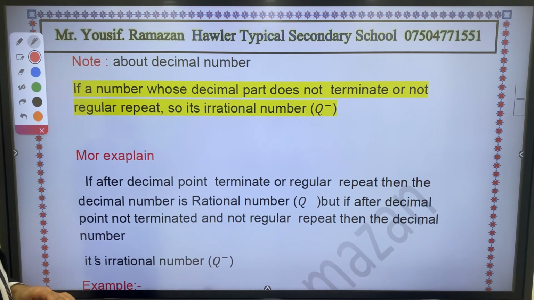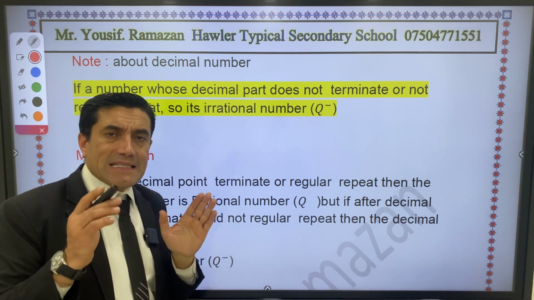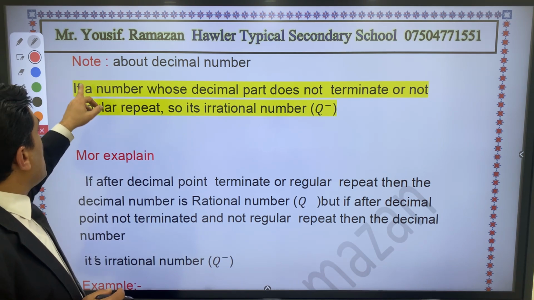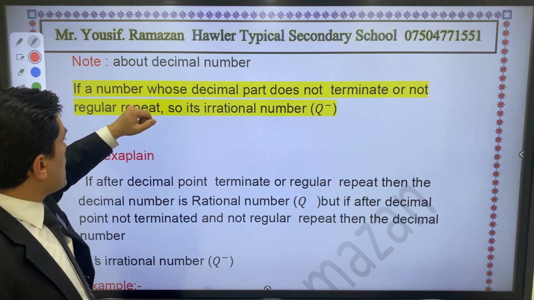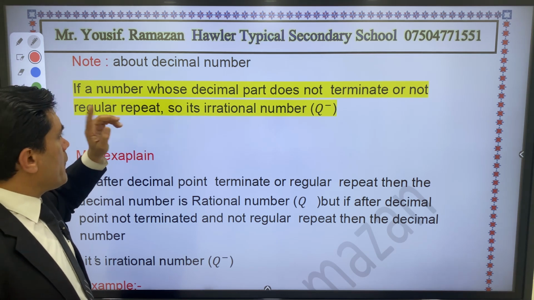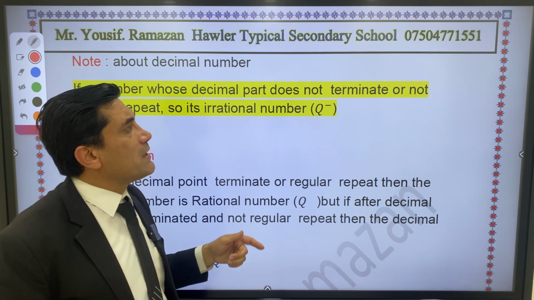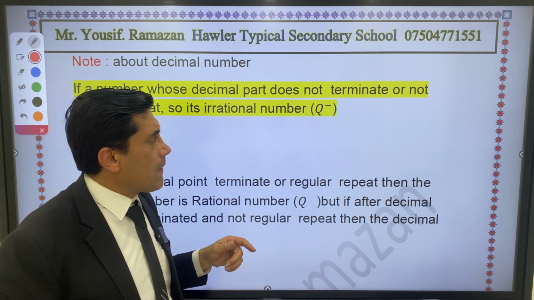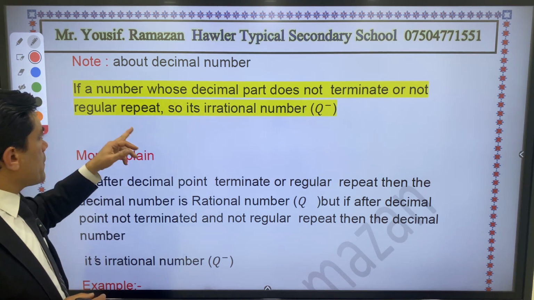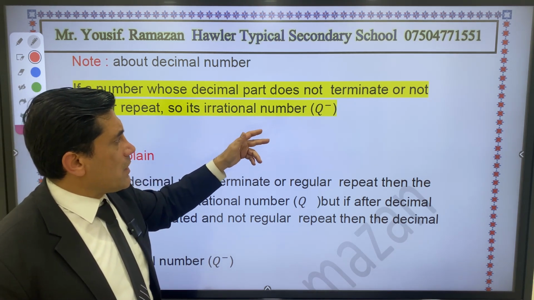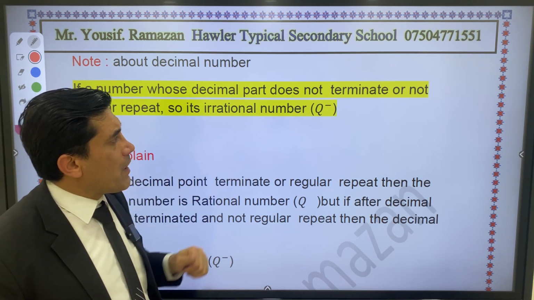Okay, a note about decimal numbers. How do you know whether a decimal number is rational or irrational? Please follow me. For decimal numbers, if the decimal part does not terminate or does not regularly repeat, then the given number is an irrational number. That means it belongs to Q prime.